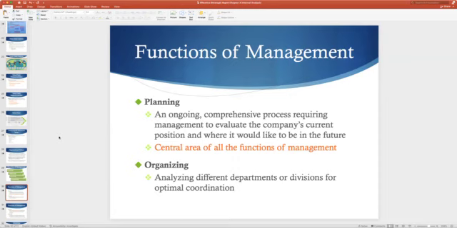Planning. It's central. Organizing. In addition to that planning, that good manager should be able to analyze the different departments or divisions to coordinate all of them optimally, making sure that they're all working together to achieve that common output, that common goal of strategic performance.